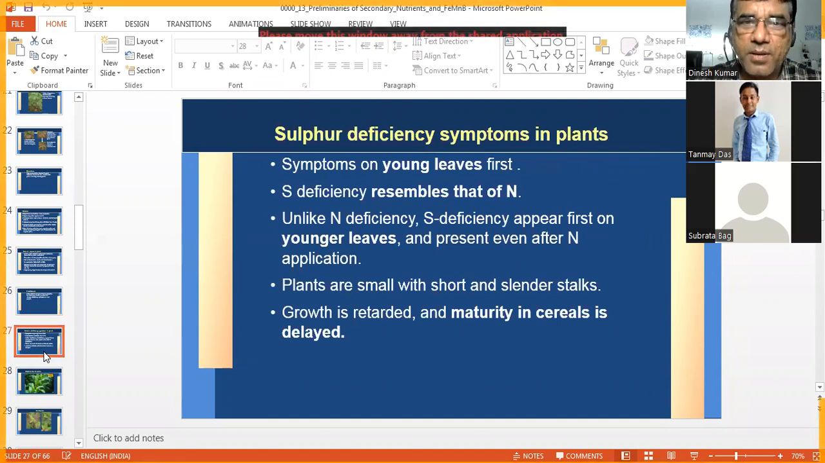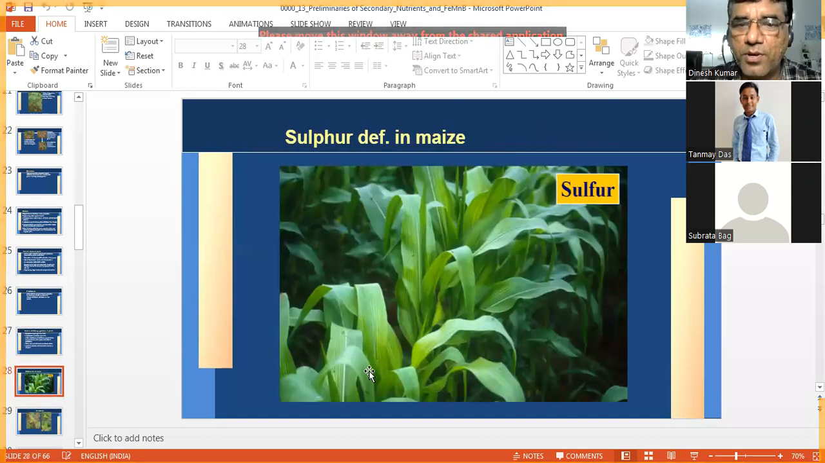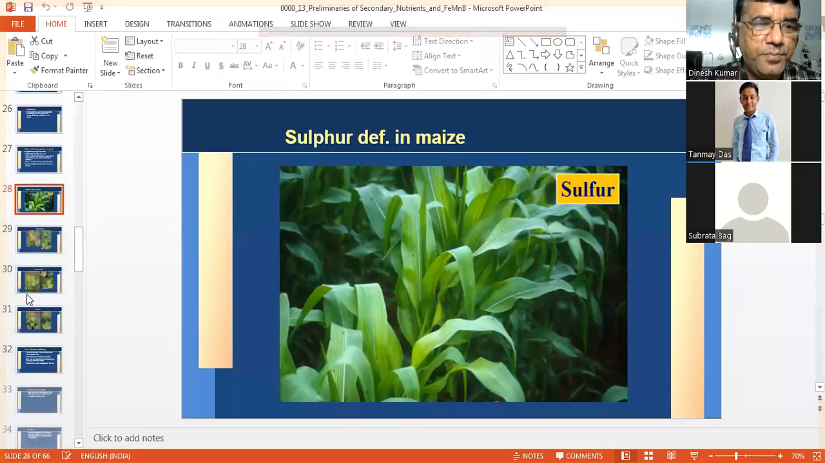Sulfur deficiency symptoms on young leaves come first. It resembles nitrogen deficiency, but the symptoms come on young leaves. Plants are small with short and slender stalks. Growth is retarded and maturity in cereals is delayed. You can see uniform chlorosis of the younger leaves due to sulfur deficiency.